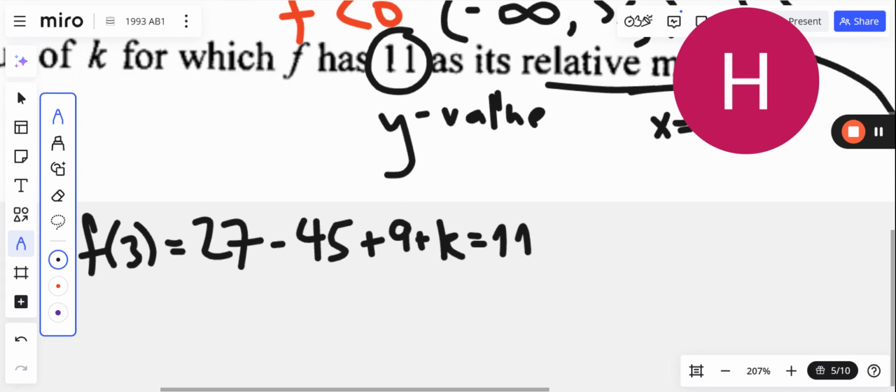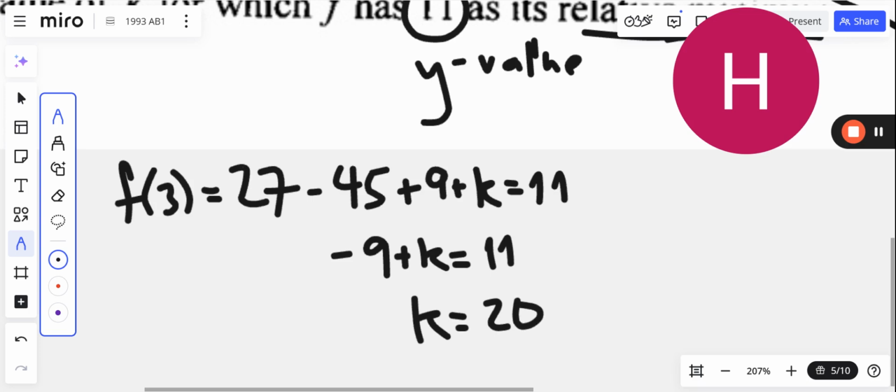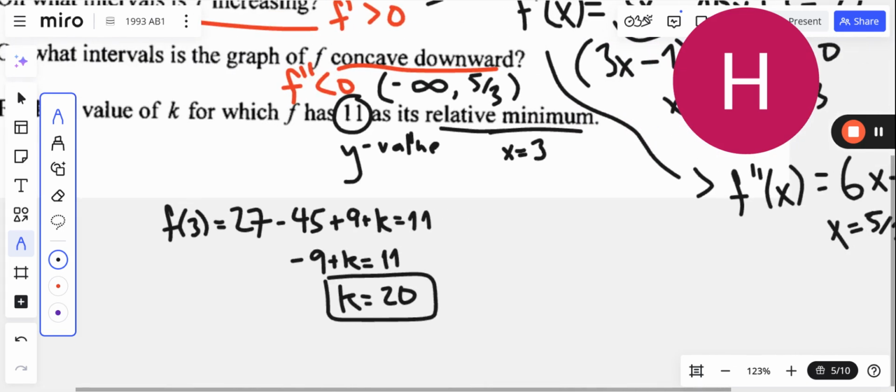That's it. That's all there is to it. You just solve this very basic equation here. So we have negative 9 plus k equals 11, and so k equals 20. All right. So that's the location.